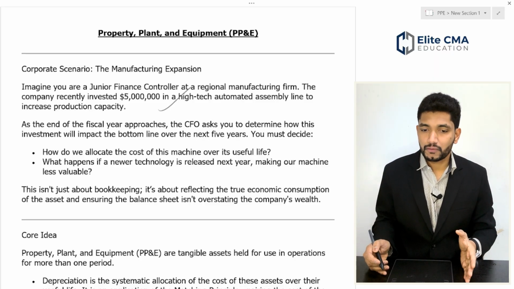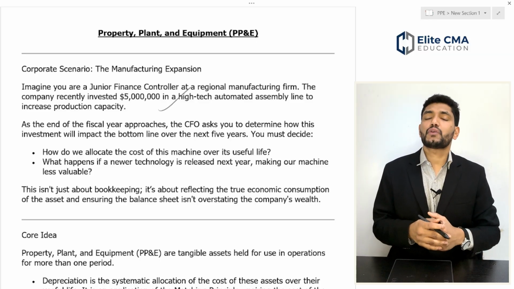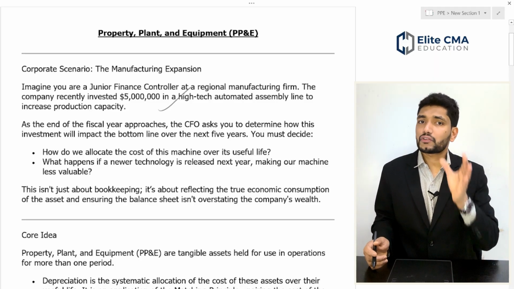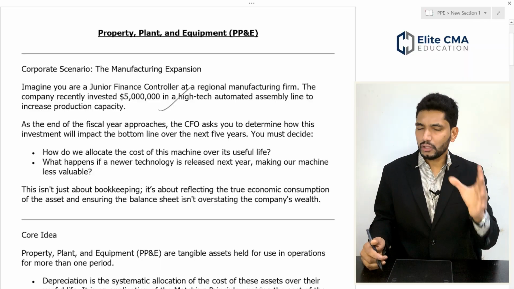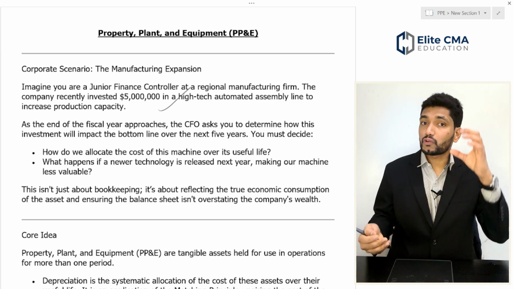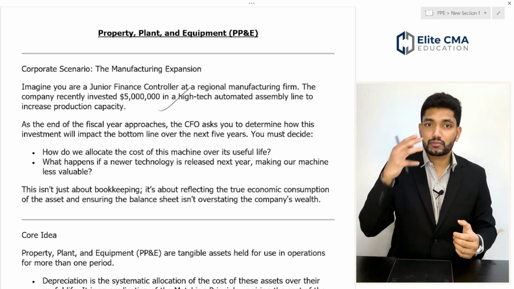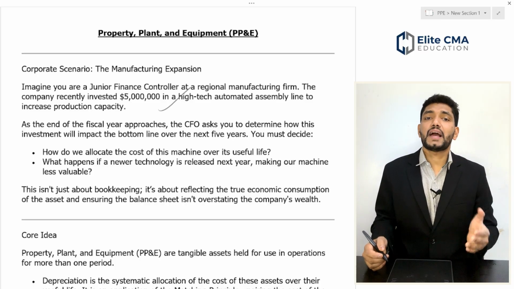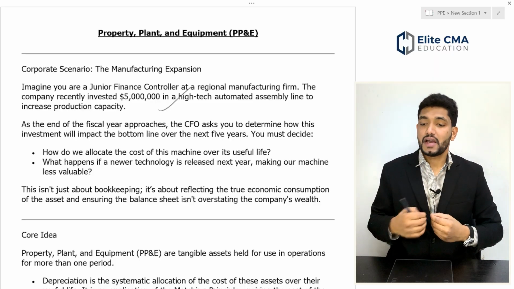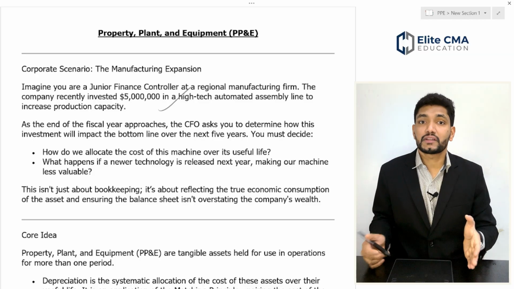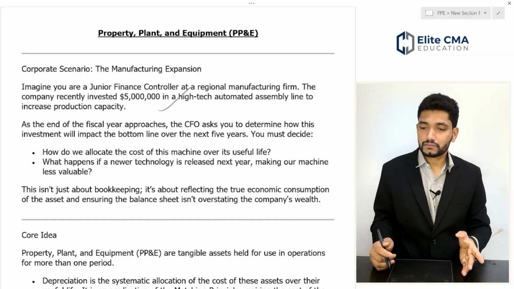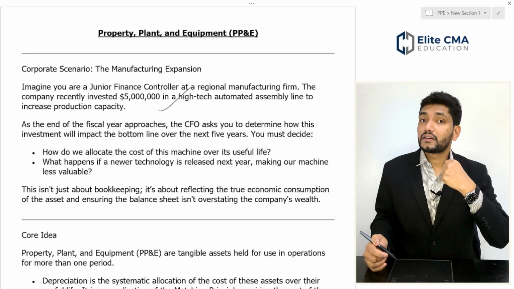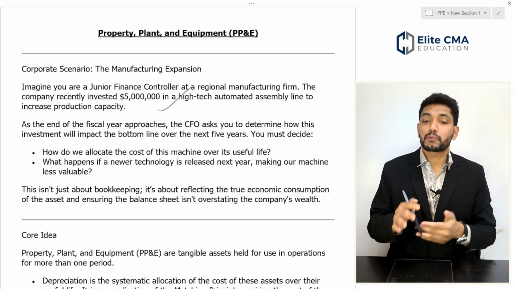over its useful life, and what happens if a newer technology is released next year, making our machine less valuable. So there are two things you have to decide here. The first thing, how the cost of this property, plant and equipment, or this machinery, will be impacted throughout its life, and what will happen if a new technology is invented which makes the existing machine less valuable. So these are some decisions you have to think about while you are handling property, plant and equipment.